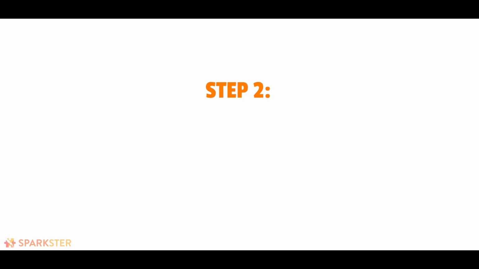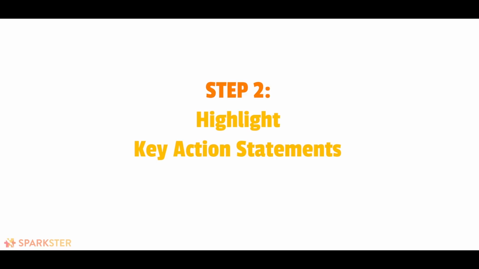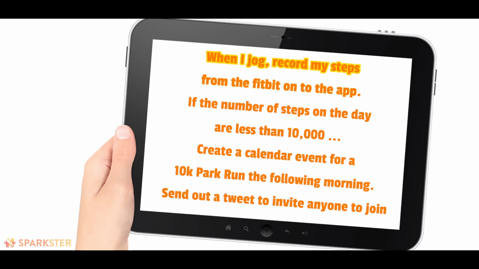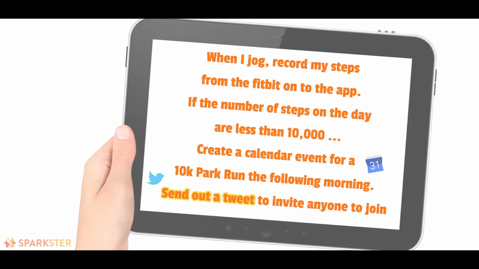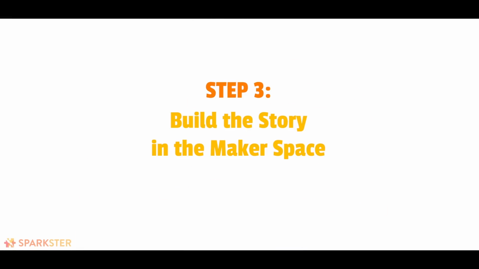Right then, let's highlight the key action statements. When I jog, record my steps. If the number of steps jogged on the day are less than 10,000. Create a calendar event. And lastly, send out a tweet. Great. Now let's go to the makerspace and start building the story.